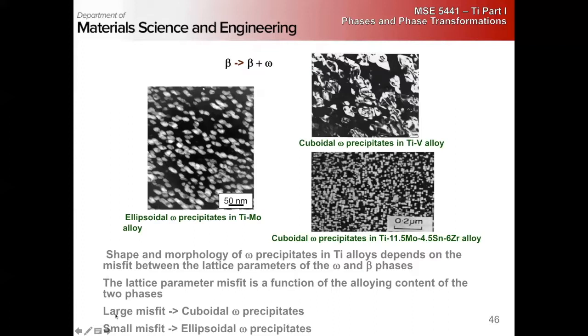And we'll see this again. With larger misfits, you're going to have a cuboidal structure, and with a small misfit, more circular or ellipsoidal. This will come up again in nickel superalloys. So why would a large misfit give you cuboidal? A couple of people always get this wrong on the nickel part of the exam. Because you would think if there's a large misfit, what's your interfacial energy? High or low?